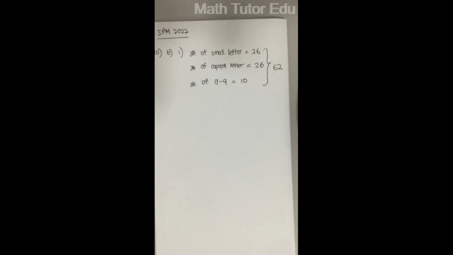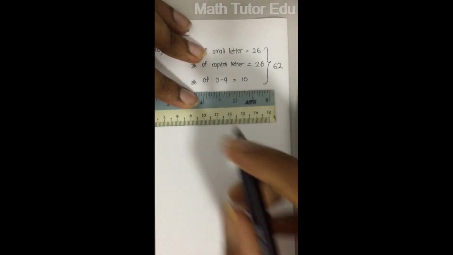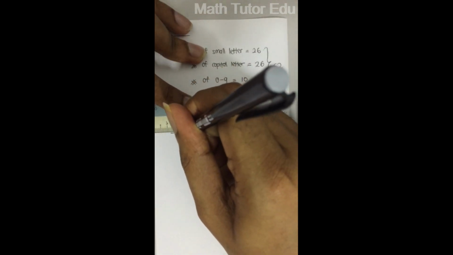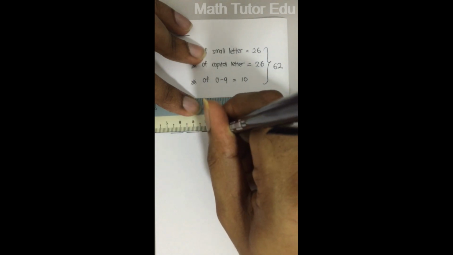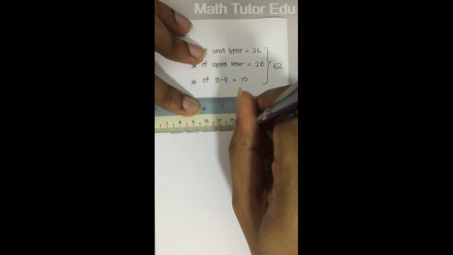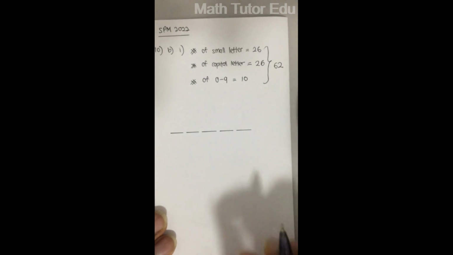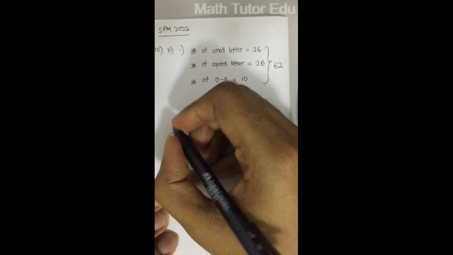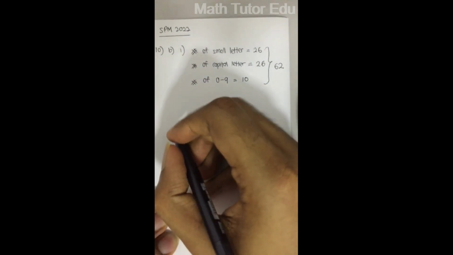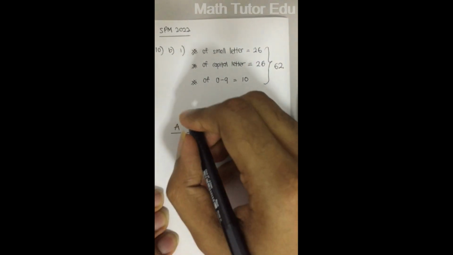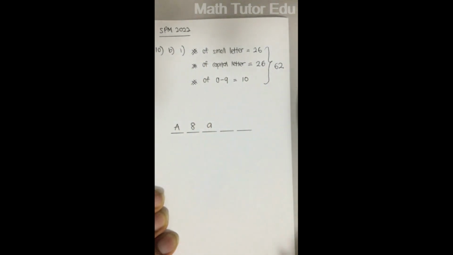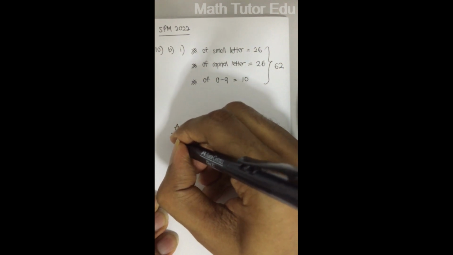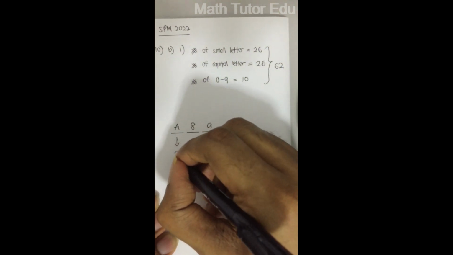Okay, we need to come up with the 5 character password. So let me draw 5 spaces here: 1, 2, 3, 4, and 5. For the first 3 positions, they already gave us the condition that it must be capital letter A for the first position, number 8 for the second one, and small letter a for the third one. Since these 3 are fixed, technically they can only have one possibility, which is 1 respectively.